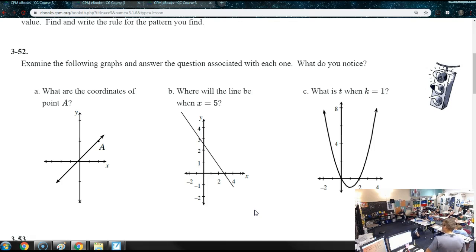So when we look at graphs, we're able to determine certain things. We've talked about x-intercepts and y-intercepts and things like that. But when we just have points on the graph, we need to be able to locate where that point actually is. So with A, anyone notice an issue there?